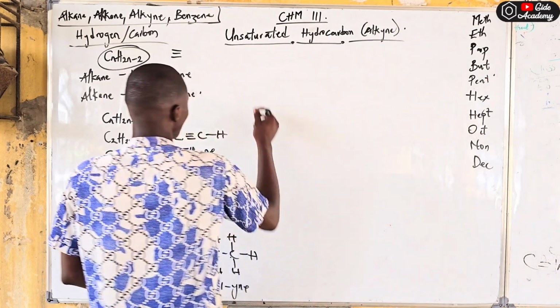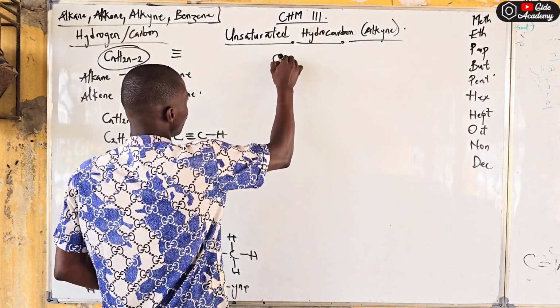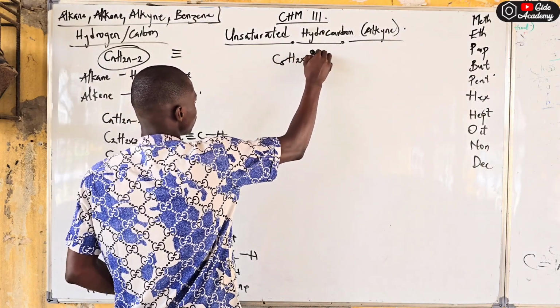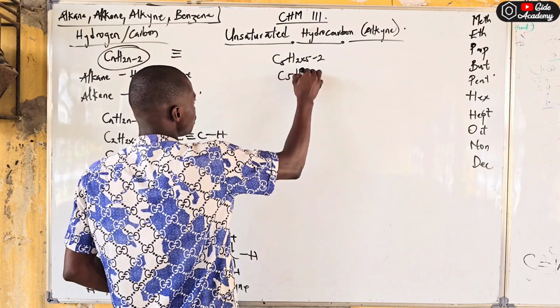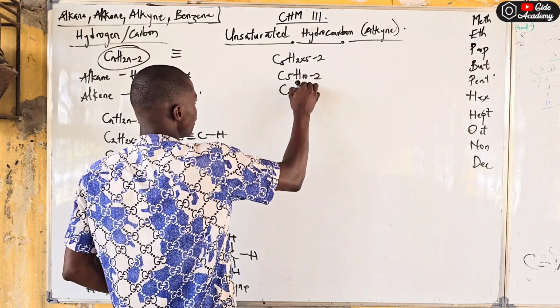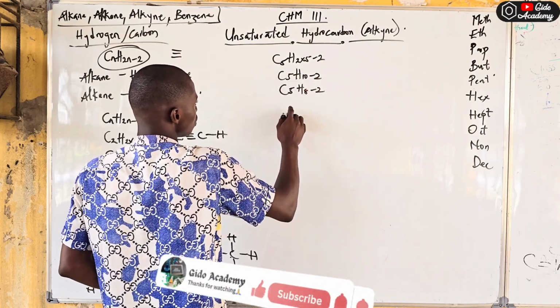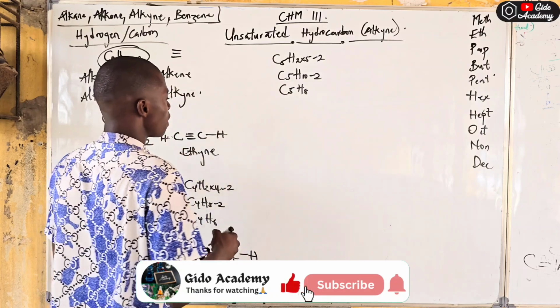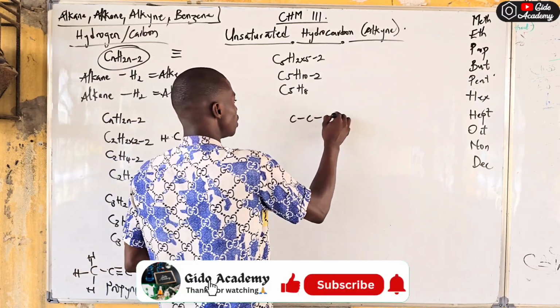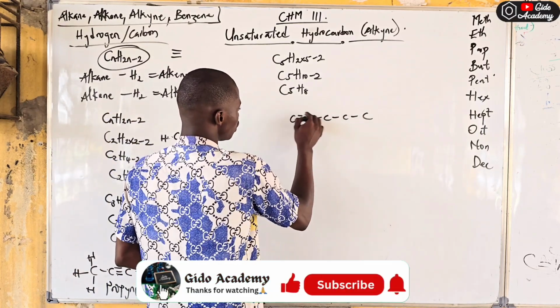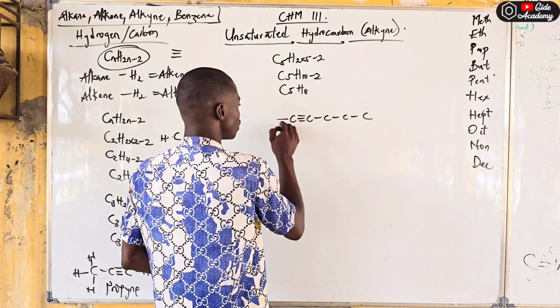Then let's assume we have pent. C5H2 times 5 minus 2 will give us C5H10 minus 2, which gives us C5H8. So we have 1, 2, 3, 4, 5. Here my triple bond can be here. So one hydrogen.